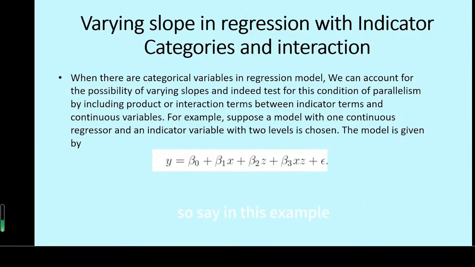So say in this example, there is 1 continuous variable and 1 dummy variable. So x is the continuous variable and z is the dummy variable. So we can test with such a model: beta 0 plus beta 1 x plus beta 2 times z, because z here we assume has 2 levels, so only 1 dummy variable beta 2 is needed. And we add another term, beta 3 times xz. So this is the interaction term.